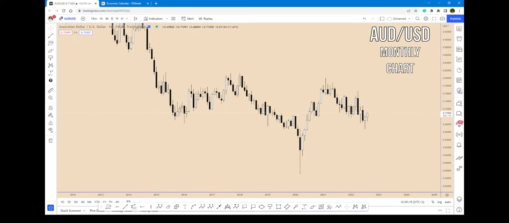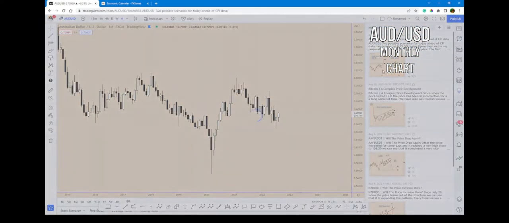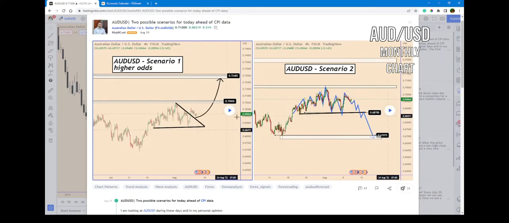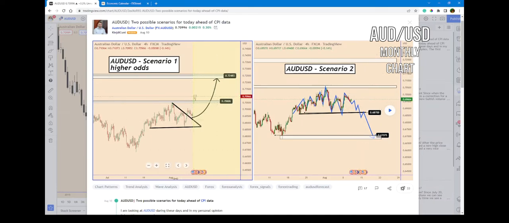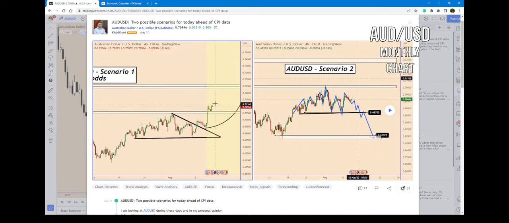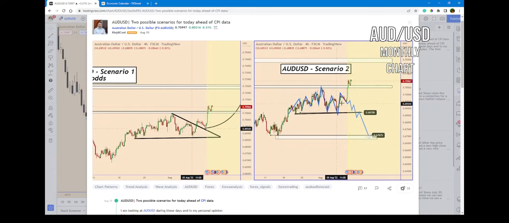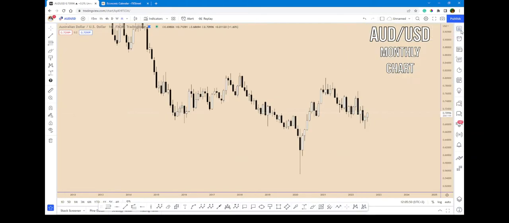What I shared yesterday was this idea about USD, Australian dollar, with two potential scenarios that I was looking at. The first one had the higher odds, and as we can see, price moved higher. We can see the bounce here. After we press the button, we see price increases value, and the next one was definitely invalidated. However, let's go into details and look at what actually happened on Australian dollar and USD dollar.